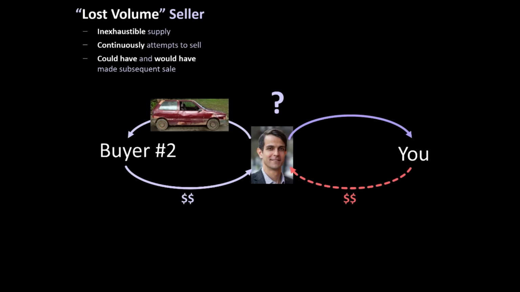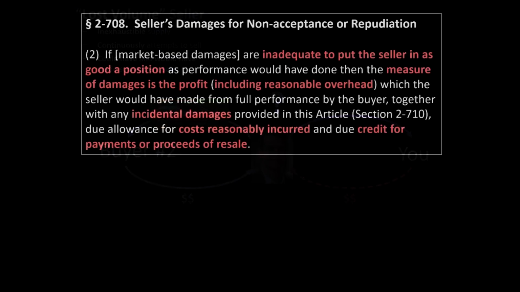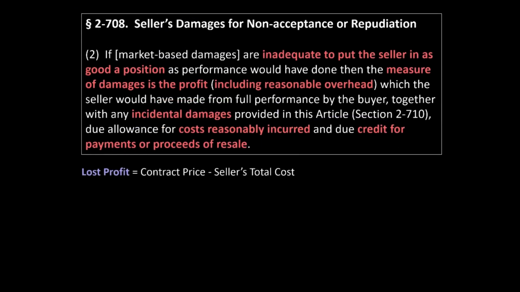Now let's consider how the damages are actually computed under Section 708 subsection 2. Unfortunately, it is quite complicated, because lost profits are only the starting point for the measure of damages under 708 subsection 2. By lost profits, we would typically mean the amount the contract price, that is the price the seller expected to get paid under the contract, exceeded the seller's total cost of performance.